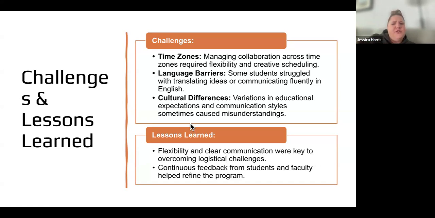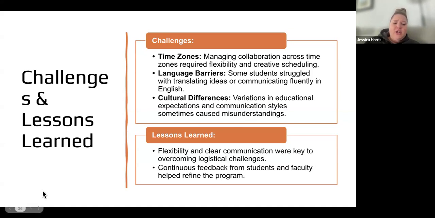Cultural differences. There's definitely variations in educational expectations, communication styles. Sometimes that could cause misunderstandings, but it was actually really great to see the students have those discussions and work out what the misunderstanding was. And a lot of students did that very well, but it could be a challenge for some groups.